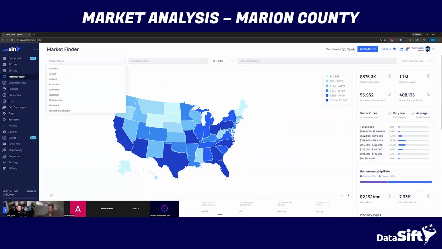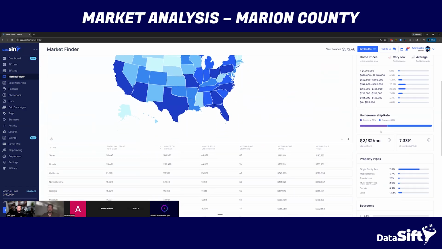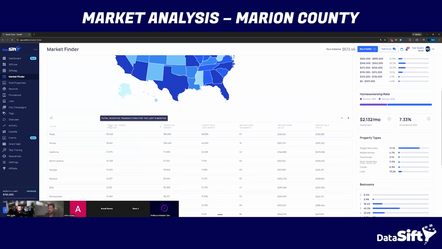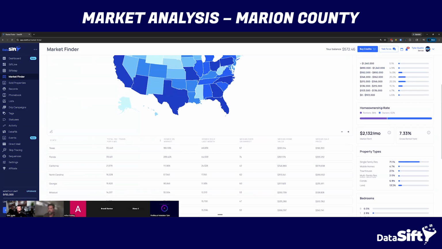So you can filter by state. You can go to a specific state. You can see it's giving us our median values here on the right, our averages. It's breaking down each state by the total amount of investor transactions over a 6-month period. A bunch of details here.